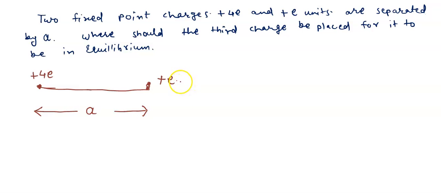We have to find the distance where this charge Q, say a charge Q, has to be kept so that this will be in equilibrium. Now you tell me one thing. This charge is plus Q charge. If it is plus Q charge, if we keep it here in between somewhere, can the equilibrium be established?